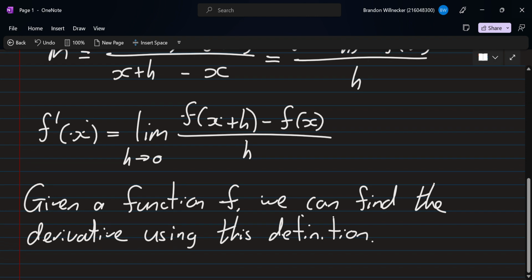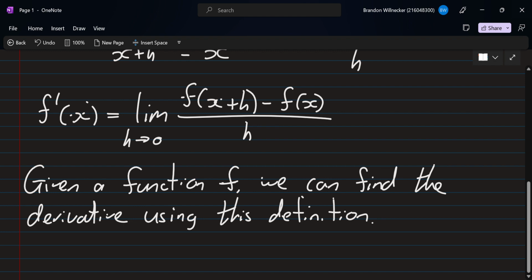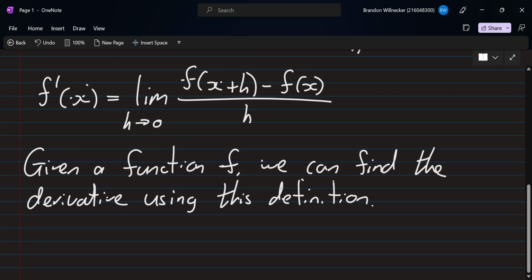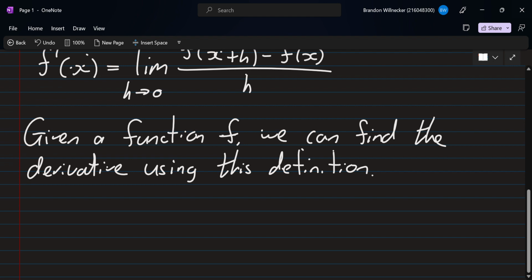However, some functions are quite complicated, and using this definition will therefore be complicated as well. So what we do is we use this definition to come up with a set of rules, and then we use those rules to find derivatives. Instead of using the definition as is, we use the rules instead. There's a few rules. You should have seen them before, but let's just do a quick recap of them.